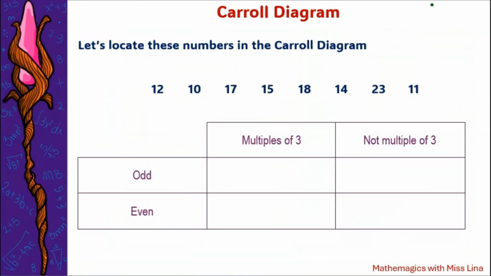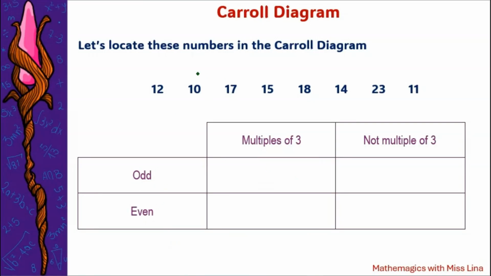So let's take an example a little bit closer to the maths topics. Let's imagine that you have some numbers here to organize in this Carroll diagram. In the columns, it says multiples of 3 and not multiples of 3. So that means all the numbers that I'm going to put here should be multiples of 3. But then between those multiples, I can find odd and even numbers.